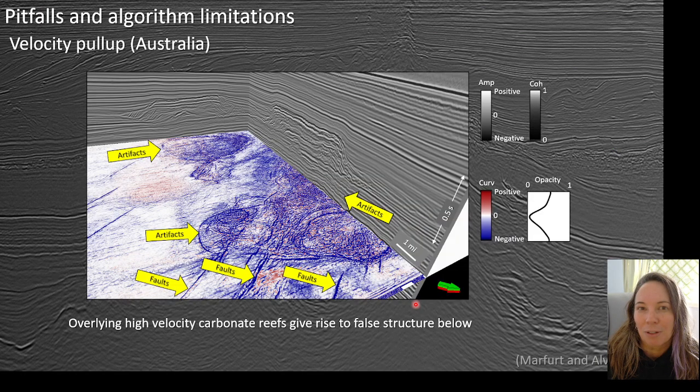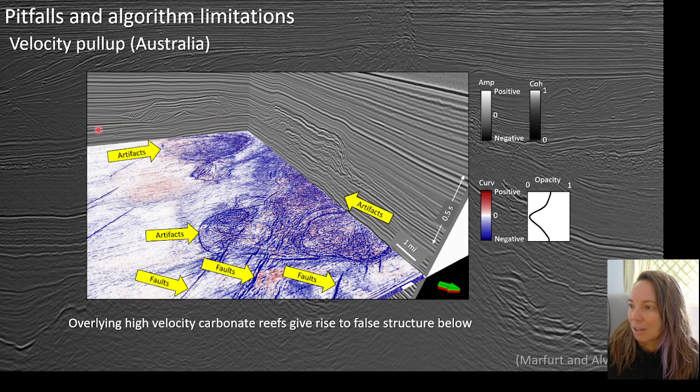And there are, of course, some pitfalls and limitations. So, of course, one of the ones that I've already alluded to in a previous slide are velocity issues. So you could have velocity pull-up, and this is a case of that in Australia, where we're looking at some curvature here. And in a time slice, you can see our reef, very beautiful reef, in the Browse Basin. So it's a little bit higher in the seismic data, but because of that velocity pull-up, we're actually seeing an artifact of the reef below it.